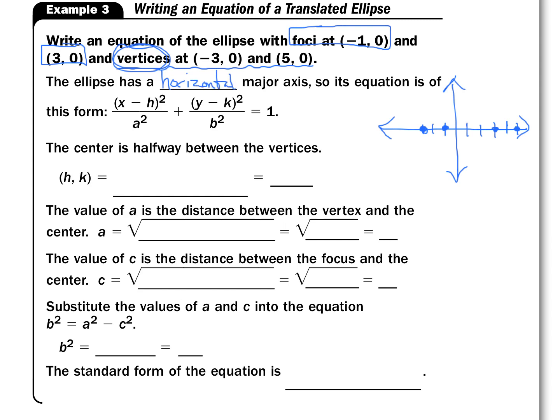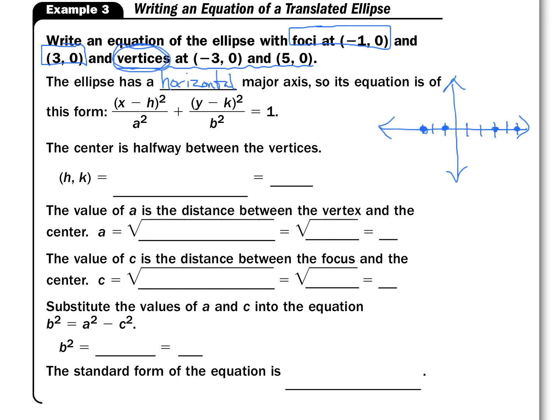So the horizontal major axis takes this form: x minus h squared over a squared. Okay, a is always the bigger number in an ellipse. That's what indicates that we have a horizontal major axis, because the a is underneath the x. The bigger number is underneath the x. And y minus k squared over b squared. What we're going to have to figure out is b, because we don't know what that minor axis distance is going to be. And it's always set equal to 1.